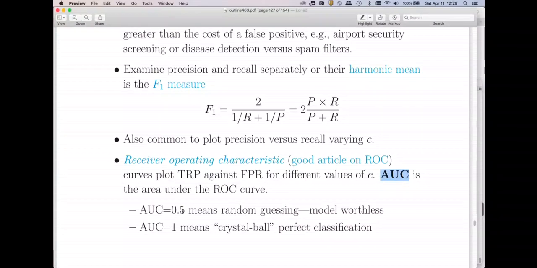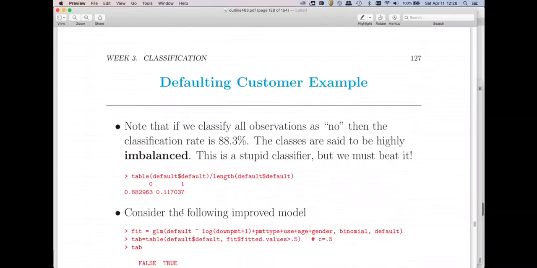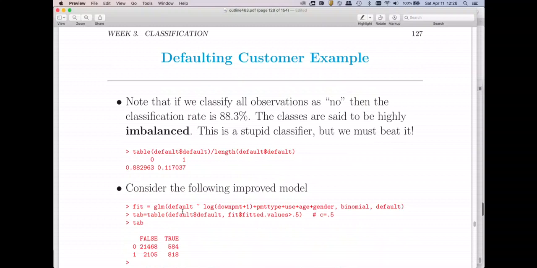AUC of 0.5 means random guessing, and you have an absolutely worthless model that doesn't contribute anything. AUC of 1 is what I call the crystal ball perfect classification model. So if you have an AUC that's close to 1, that means you got a really good classifier. Anything that's down near 0.5 is really bad. And in a minute, I'll tell you about AUCs less than 0.5. So let's look at an example, and then we're going to illustrate all these things through the example.